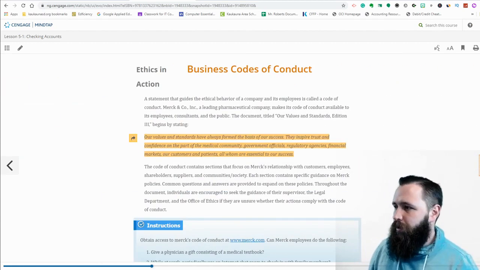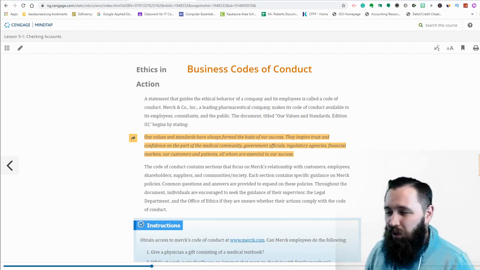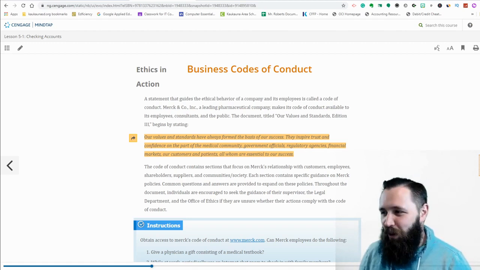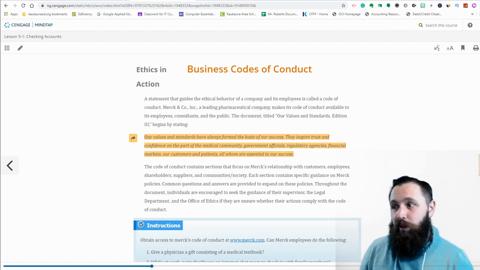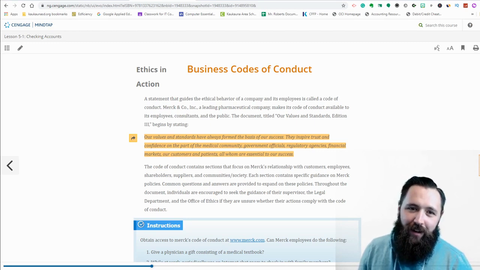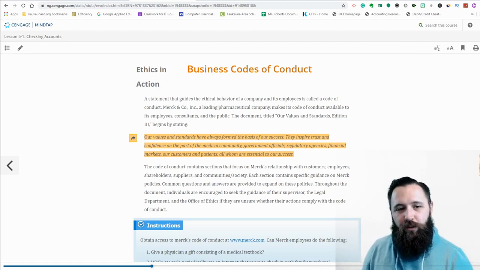They do kind of jump into this ethics in action, which goes into some of the things we're talking about, because when it comes to cash, a lot of times that's where our ethics might come into question. It's really easy to see a pile of cash and go, well, no one's really gonna care if it disappears, right? Or I'm not gonna get caught. And they talk here about a business code of conduct, and they walk through one.